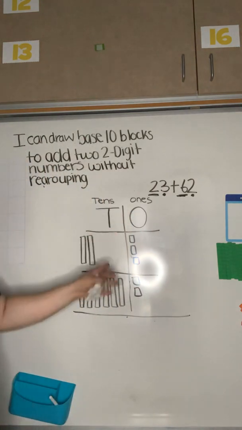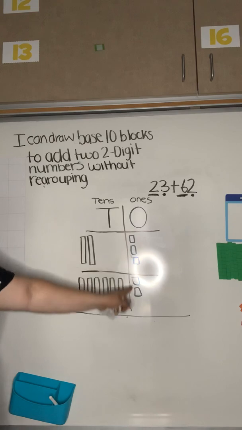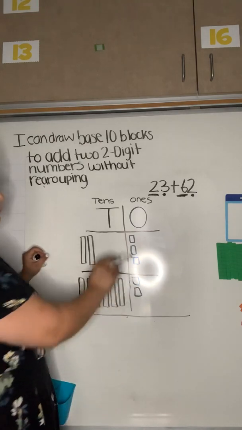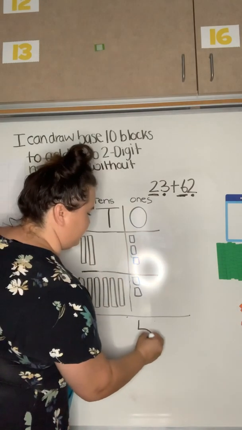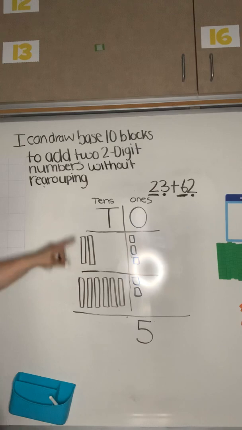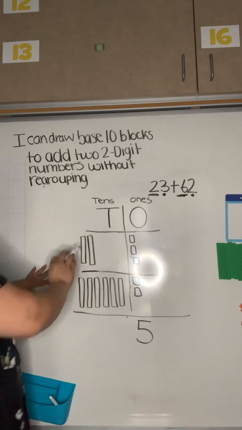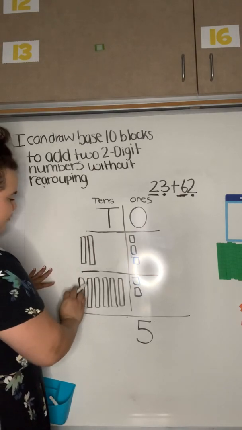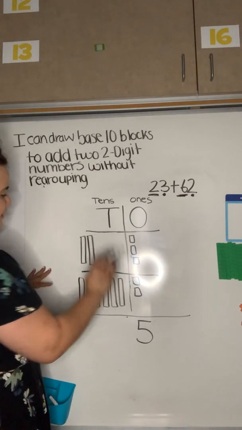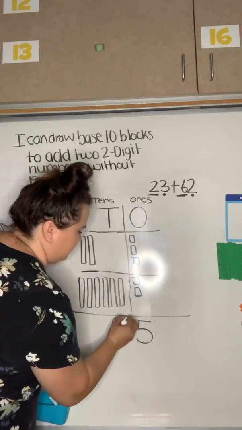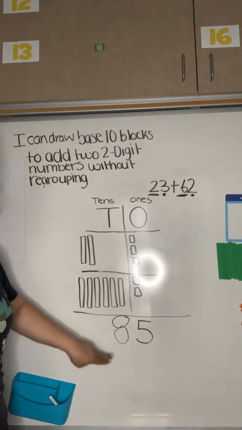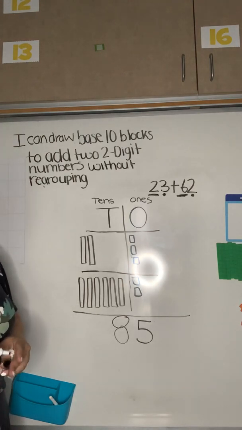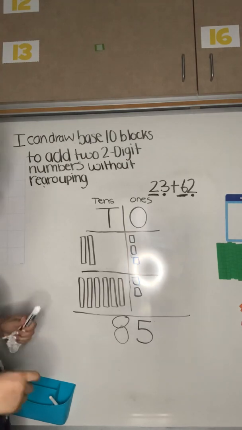And then our last step is just adding it together. So how many 1s do we have in total? Let's count them. 1, 2, 3, 4, 5. Good job. So now let's look at our 10s. How many 10s do we have in all? 1, 2, 3, 4, 5, 6, 7, 8. So that leaves us with 8 10s and 5 1s, which is 85. Good job.